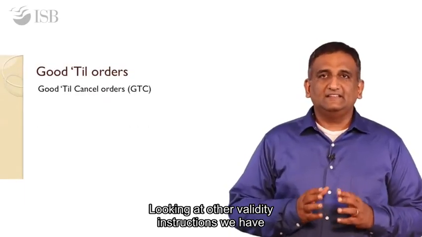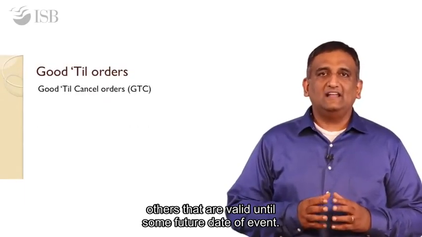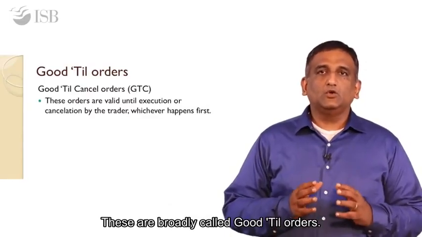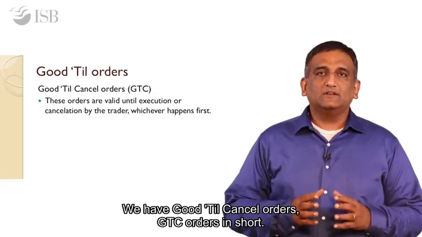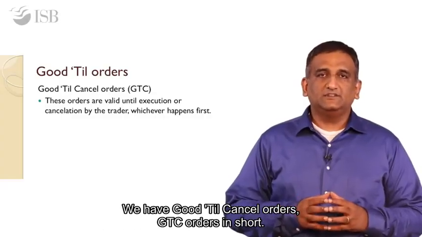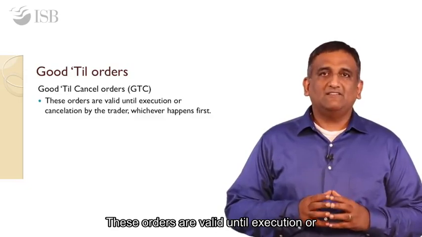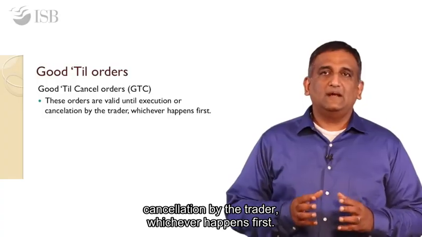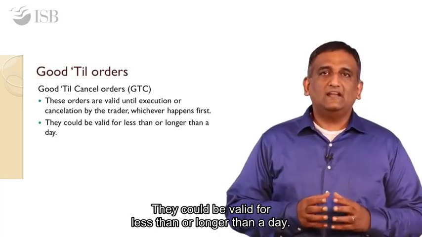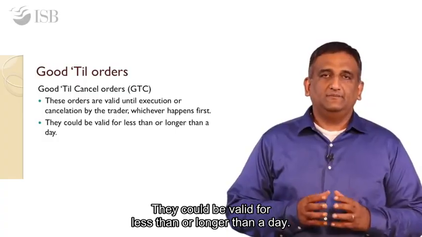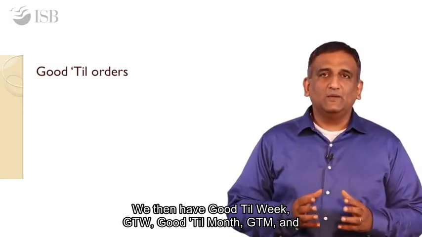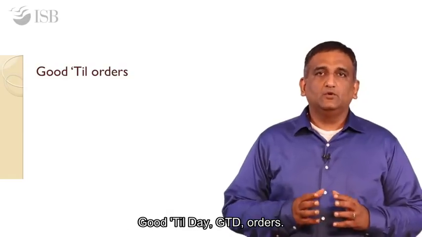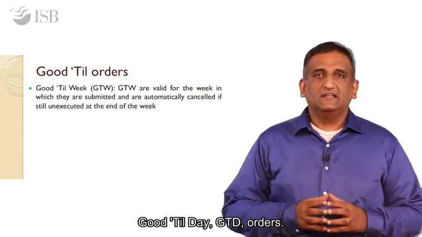Looking at other validity instructions, we have orders that are valid until some future date or event. These are broadly called good till orders. We have good till cancel orders, GTC orders in short. These orders are valid until execution or cancellation by the trader, whichever happens first. They could be valid for less than or longer than a day. We then have good till week, GTW, good till month, GTM, and good till date, GTD orders.